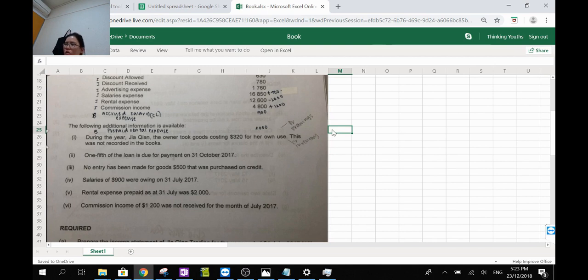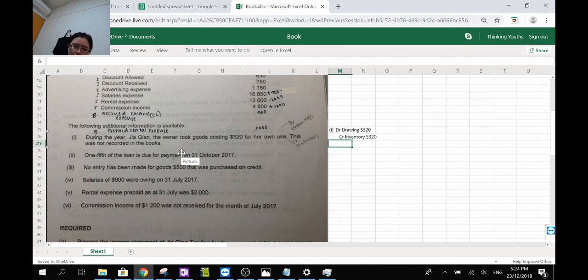The first one: during the year, the owner took goods costing 320 for her own use. This was not recorded in the books. So we have to debit drawings 320. We have to credit inventory 320.